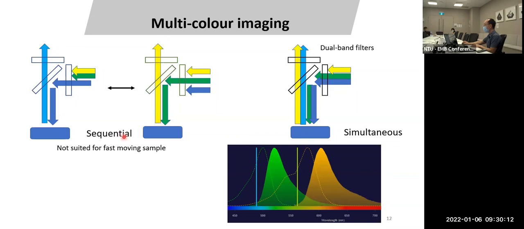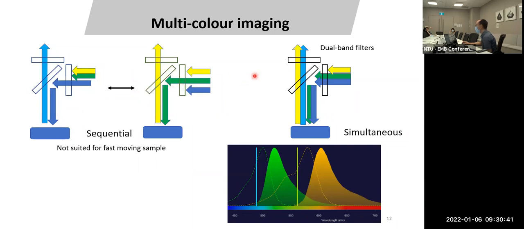So that's called sequential. Typically this works. However, if you have samples that move very fast, meaning that when it switches the filter cubes, in that time frame you are monitoring something and it moves. So before you capture the green one, it moves. So your image will not be the same between the blue one and the green one.